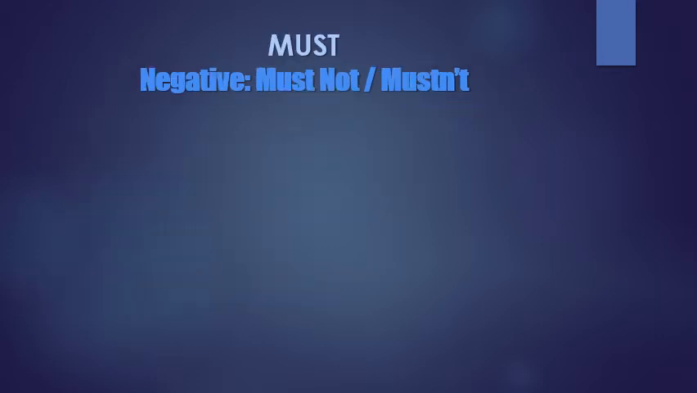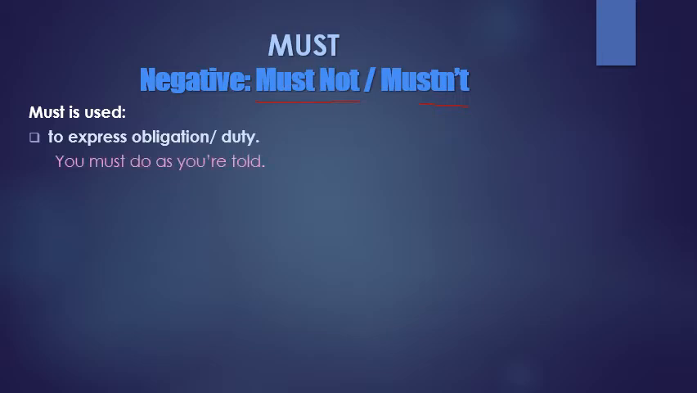Now, next is must. Negative is must not or mustn't. Must is used to express obligation or duty. You must do as you are told. You must respect your elders. You must complete your homework. You must listen to the audios which teachers are sending. So this is your duty.